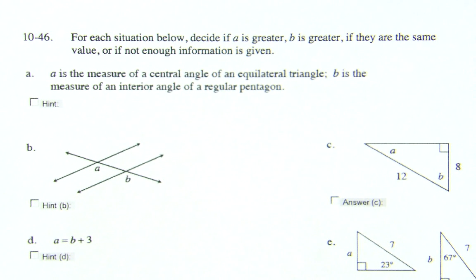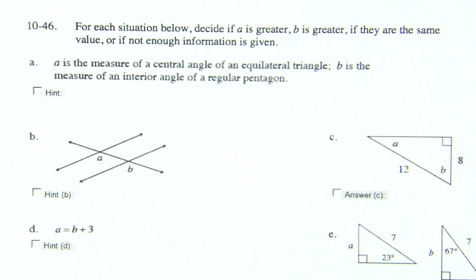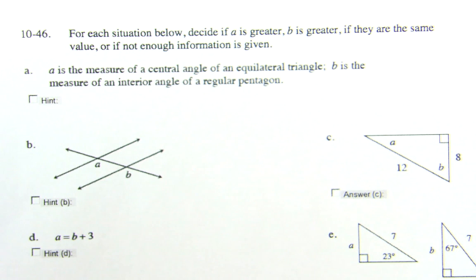46. For each solution below, decide if A is greater, B is greater, if they are the same, or there's not enough information. Oh, well, this is silly. Really? For real? A is the measure of a central angle of an equilateral triangle. B is the measure of an interior angle of a regular pentagon. Oh, that's just weird.